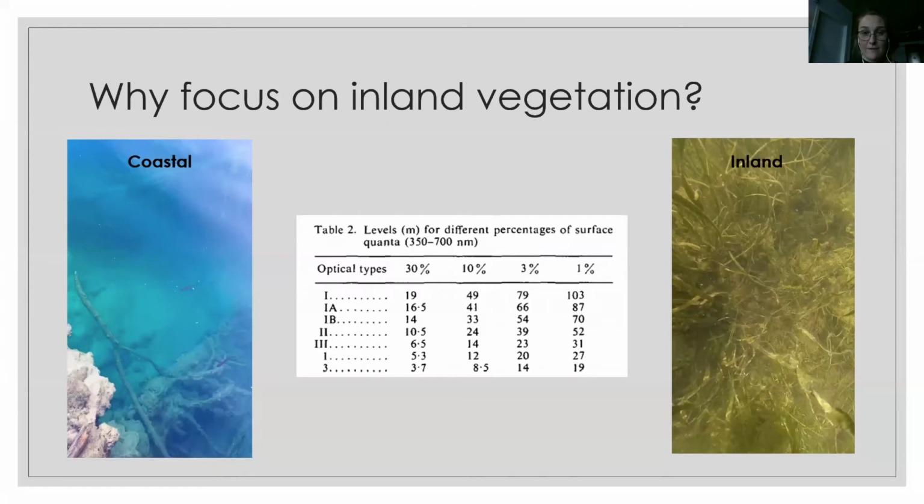So to start, why am I focusing on aquatic vegetation in the inlands? Well, most of remote sensing thus far has been conducted on coastal environments, where you have type 1, type 1A, type 1B, or type 2 waters here. So you can see that there would be 30% of the light penetrating down to 10.5 meters into the water column. Whereas in an inland or freshwater ecosystem, getting that 3.7, which is considered the worst water quality for coastal waters, would be very, very good and very exciting. So a lot of the work has focused on where the visibility is best.